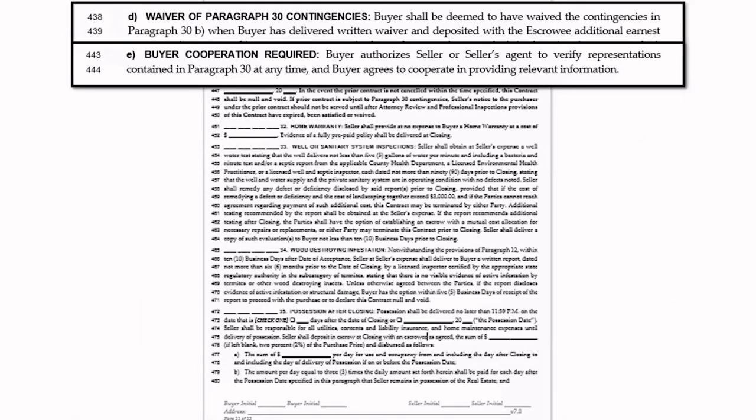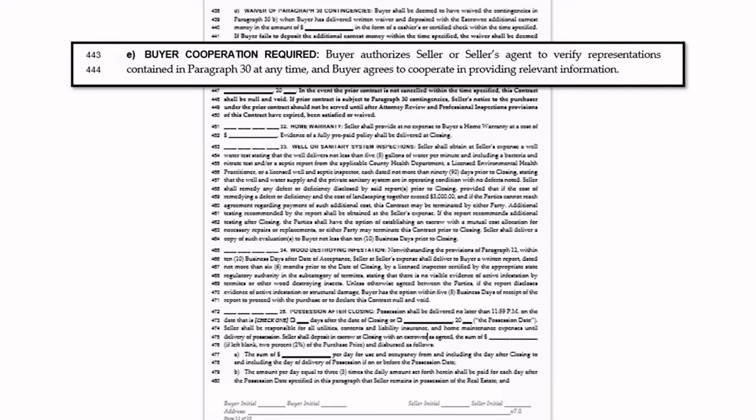So this says that the buyer authorizes the seller or the seller's agent to verify everything. So that only means that we are going to verify that the property is listed. We have a right to get that information and know exactly what your buyer is doing with his property.